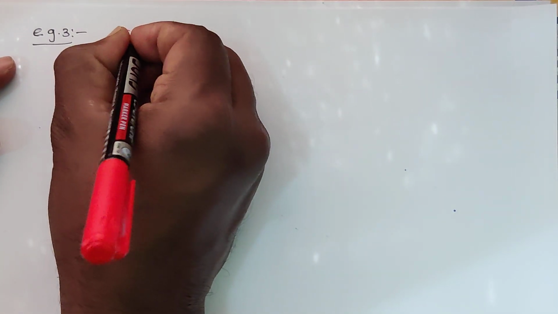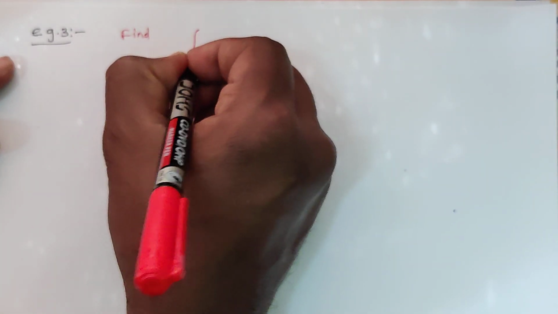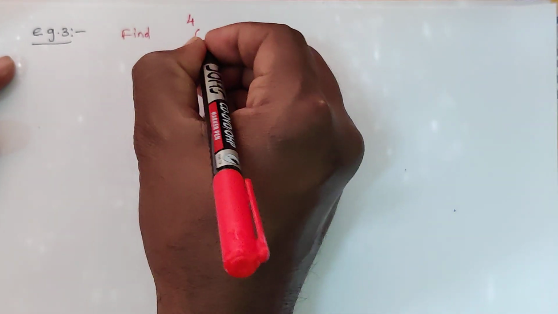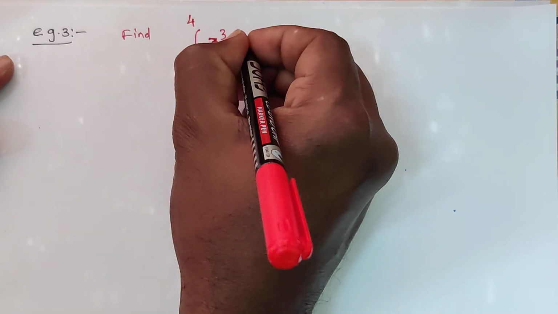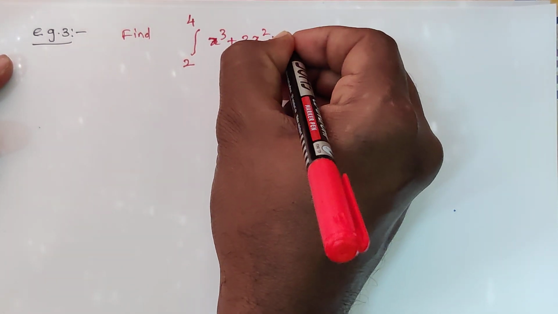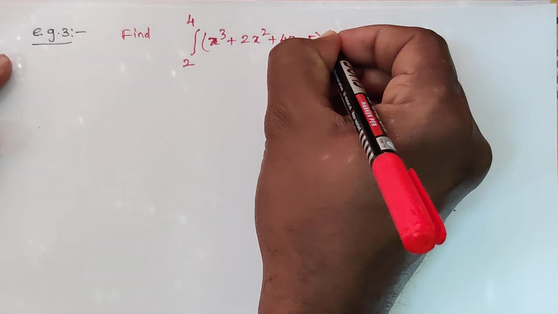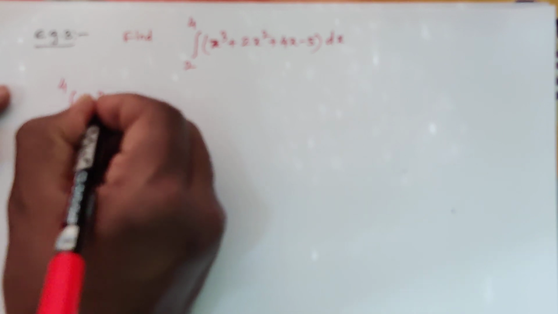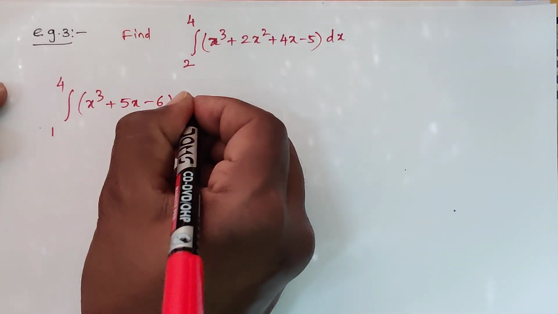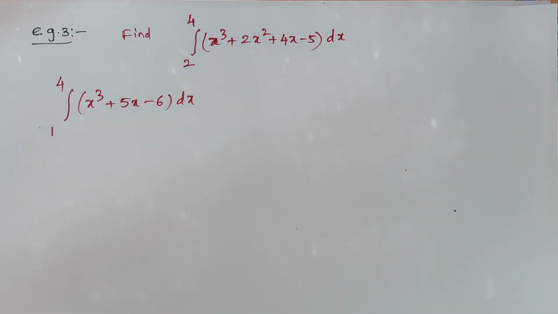I would like to give you one more example here. Example number 3. Integral find. Practice: integral 2 to 4 x cube plus 2x square plus 4x minus 5 dx. Solve this. Another one: integral 1 to 4 x cube plus 5x minus 6 dx. Solve this one also. These are homework.